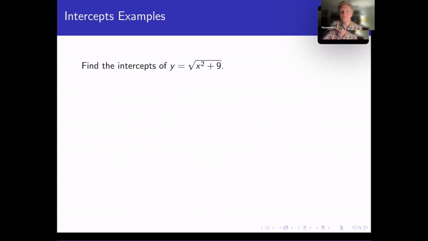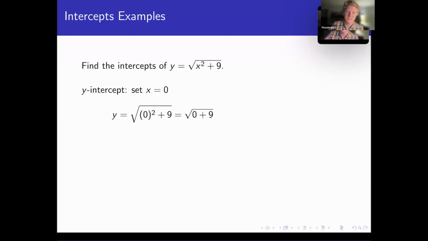Okay, find the intercepts of y equals the square root of x squared plus 9. Y-intercept, set x equal to 0. Okay, well, 0 squared is 0. 0 plus 9 is 9. Square root of 9 is 3. So (0, 3) is our y-intercept.